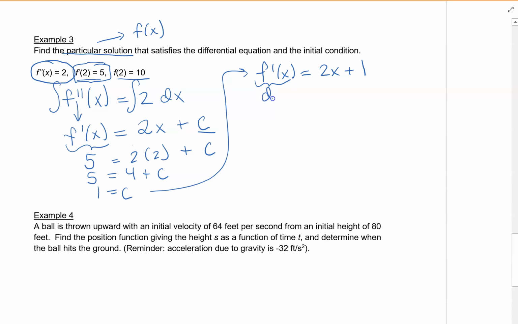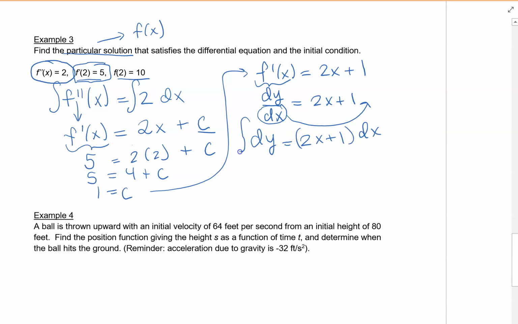Now at this juncture, I'm going to go ahead and rewrite this as dy over dx so I can illustrate the separating the variables step. So I'm going to take my dx and then bring it over to this side, separate my variables. And so I have dy is equal to (2x plus 1) dx. I will prepare both sides of my equation for integration. The integral of 1 with respect to y is y.